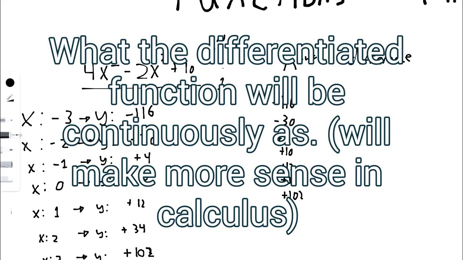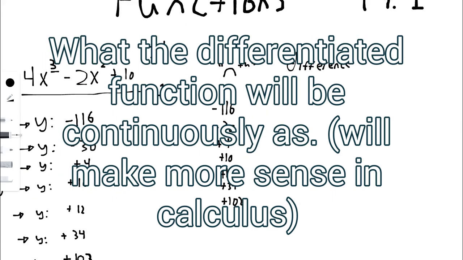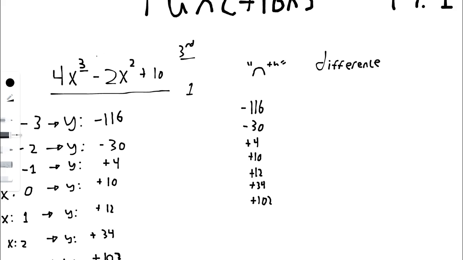It's basically what the function will eventually be continuously as. So it'll have a continuous number that it is for every single one. In this case, for the third difference. If this was like a 5 instead, then the fifth difference would be a certain number. Anyways, it'll make more sense once I get started.